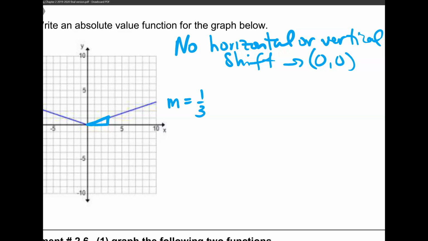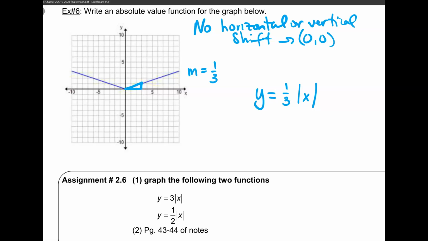Okay, and there's no reflection because it's pointing up like a normal V. But I see normally absolute value has a slope of 1, go over 1, up 1, over 1, up 1. Here, over 3, up 1, so slope is 1/3. So this would literally just be y equals 1/3 absolute value of x. Beautiful.